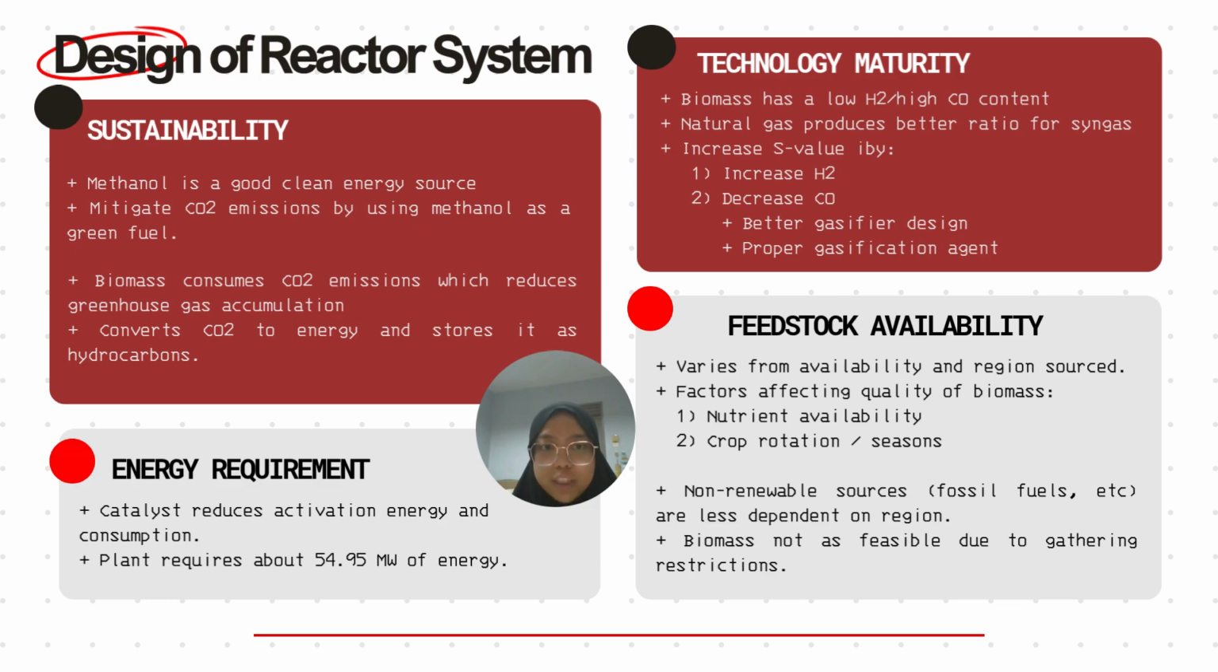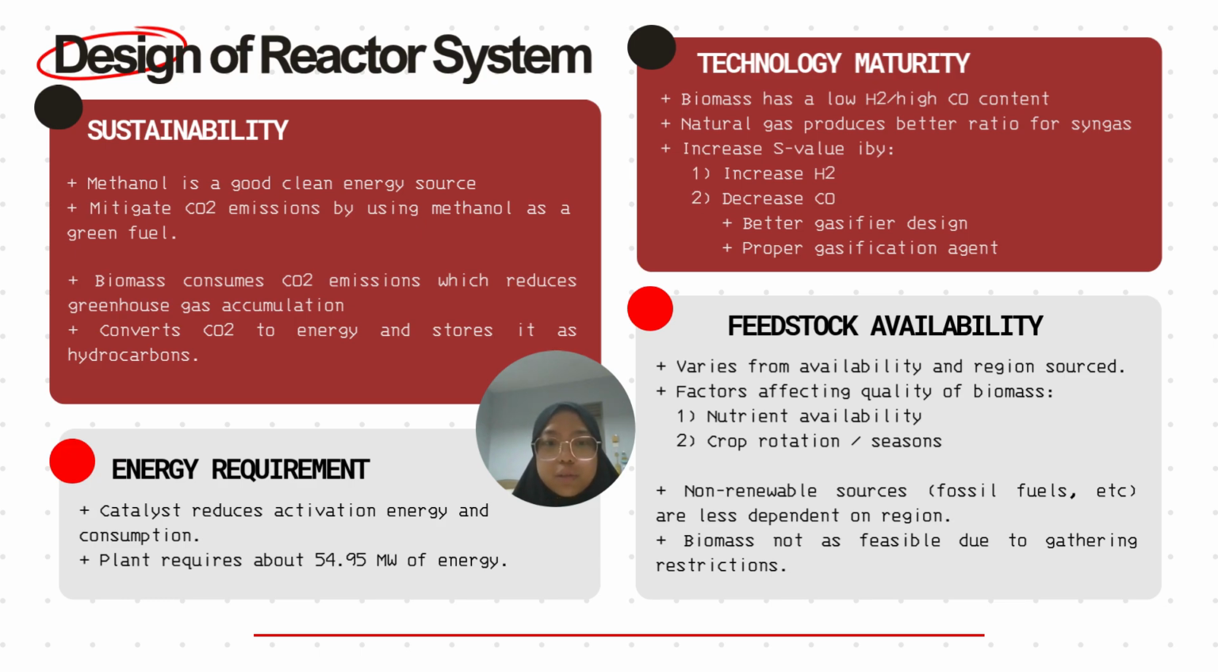For the technology maturity, biomass in itself has a low hydrogen content and high carbon dioxide content, with about 6% hydrogen and almost 50% carbon dioxide, which is not the same as natural gas. If natural gas is used for syngas, it will give a better S value. Basically, the ratio will fit the requirements of good methanol production better. To increase this S value, we either increase the hydrogen, or we decrease the carbon monoxide. We can do this by picking a better gasifier design. We have to make sure we pick a good one and also a proper gasification agent.